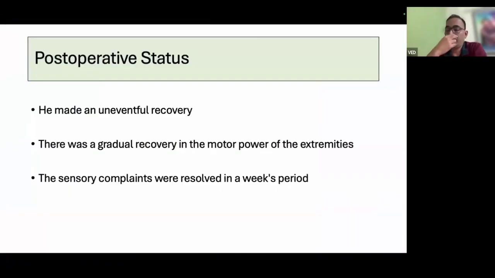This is the lateral view and the anteroposterior view. He made an uneventful recovery, and there was recovery in the motor power, and improvement in the sensory complaints over a week's period.